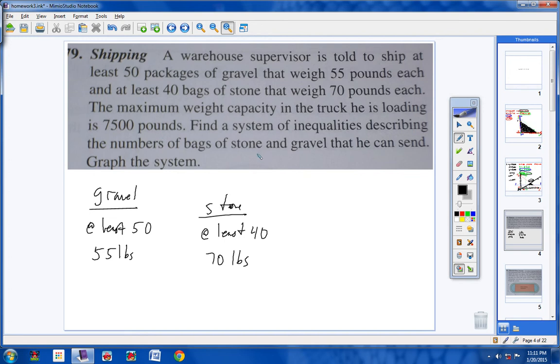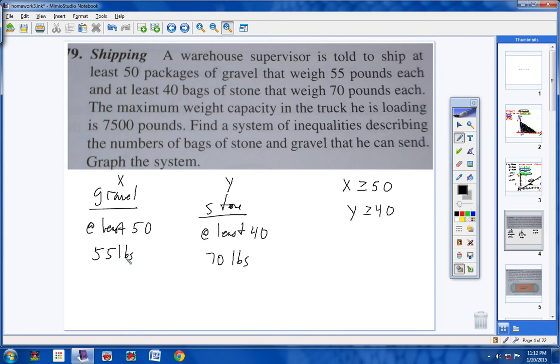Find a system of inequalities describing the number of bags of stone and gravel that he can send and graph the system. Okay, here we go. Gravel, let's see. We're going to call x my bags of gravel and y my bags of stone, okay? So I know for sure I want x is greater than or equal to 50 because I want at least 50 bags. y is greater than or equal to 40 because I want at least 40 bags.